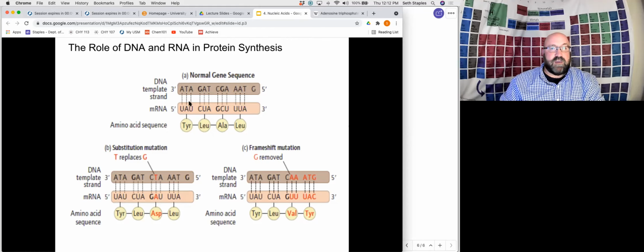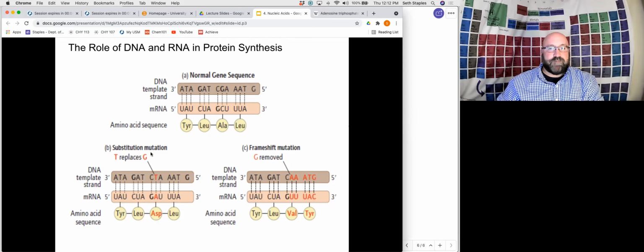And so here's a good example here. Here's our DNA strand, our DNA template strand, codes for our messenger RNA. And so this particular code here, we want to get the sequence tyrosine, leucine, alanine, and leucine. Two different types of mutations that can occur. A substitution mutation, so right here, instead of guanine, a thymine comes in. So now our messenger RNA codes for an adenine, and so now we get asparagine instead of alanine.